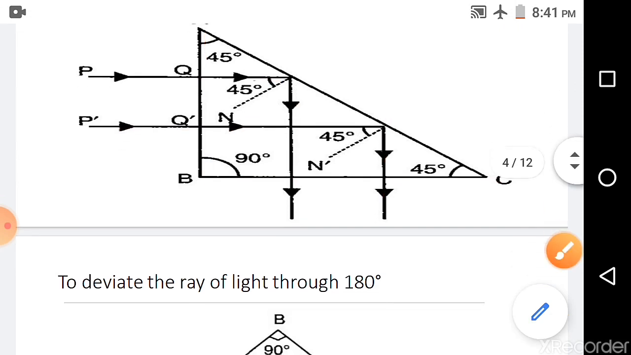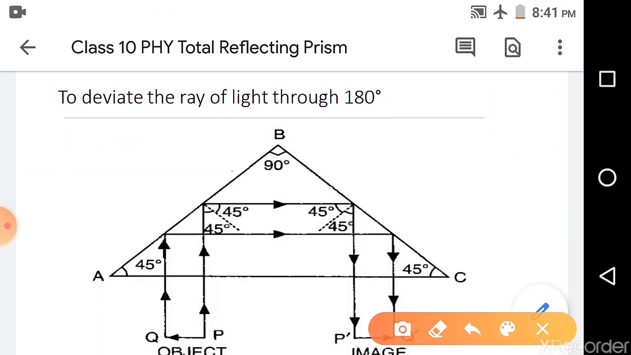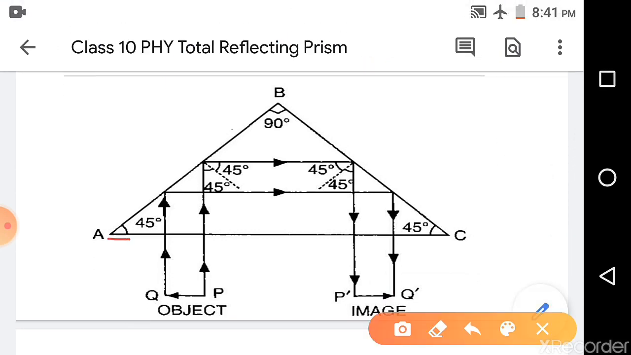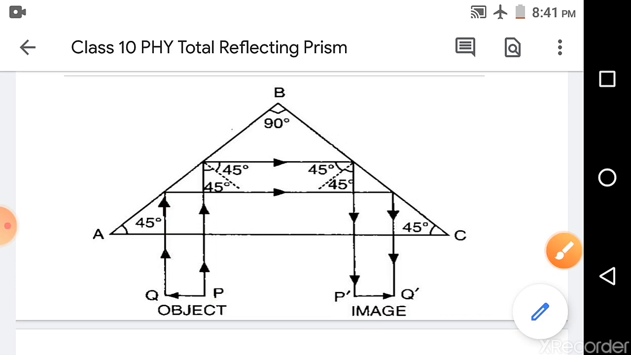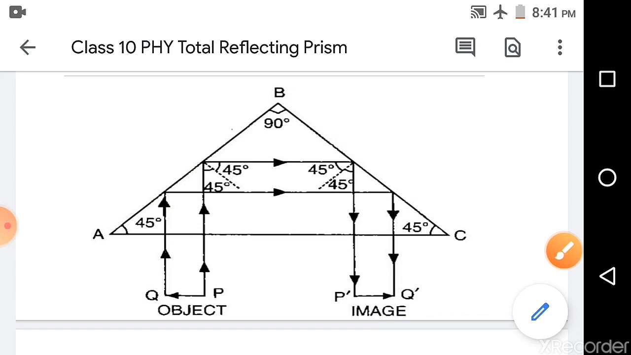Okay. Now if we place this prism in another position like this as we have in the figure, here we have the deviation of the light ray through 180 degrees. See how. Here the base is taken as the surface AC, and we are considering light rays incident from two points P and Q of an object, and the rays from P and Q are incident normally on the surface AC. As those are incident normally, they are refracted and remain undeviated and strike the surface AB with an angle of 45 degrees.